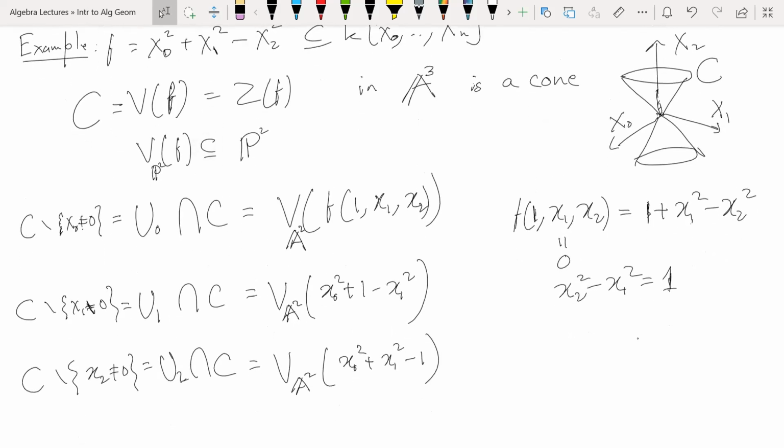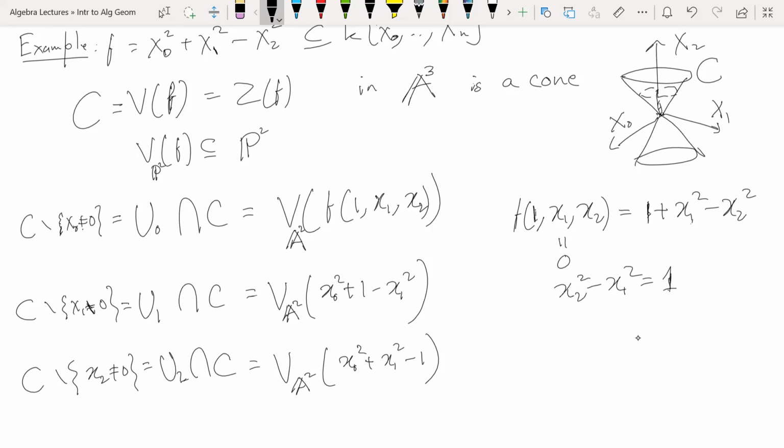So yeah, I wish I knew how to draw this. Maybe from the cone picture it will become clear. x0 equals x2 equals 1 means you do get a circle, something like that. So that is one of the affine pieces. x2 equals 1 means you are looking at the complement of x2 equals 0. So you may have missed some points, but it's okay.